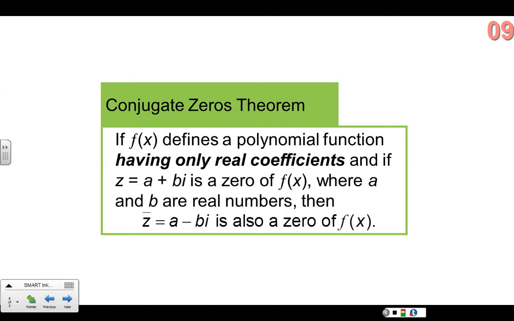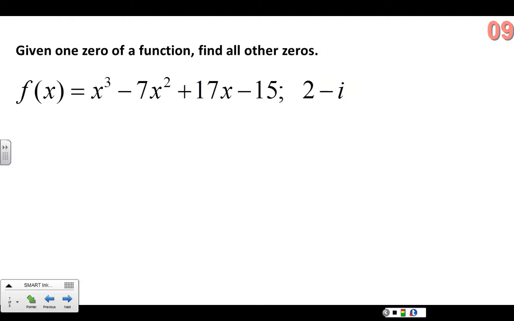So let's look at a problem. Given one zero of the function, find all of the other zeros. So 2 minus i is a zero of the function x cubed minus 7x squared plus 17x minus 15. The fact that 2 minus i is a zero is a great hint that 2 plus i is also a zero. If you have one, you have to have its conjugate as well. So 2 plus i will be the other, but you're going to have 3 roots, so we'd have to find the last one as we do this.